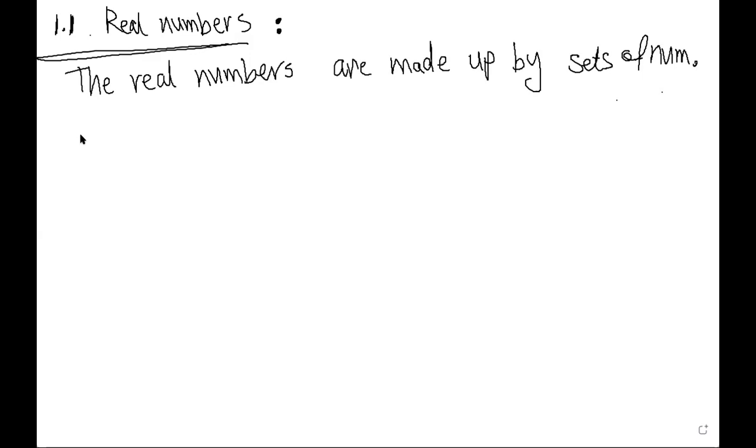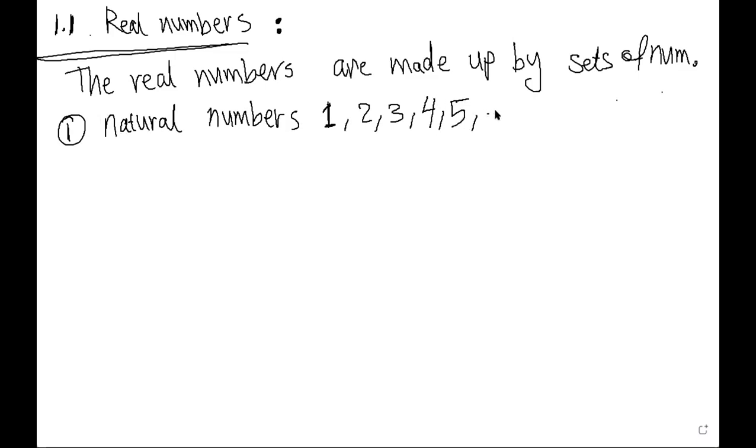So what are the sets of numbers? The first set is called the natural numbers. The natural numbers are 1, 2, 3, 4, 5 to infinity. Any number from 1 to infinity is called a natural number.